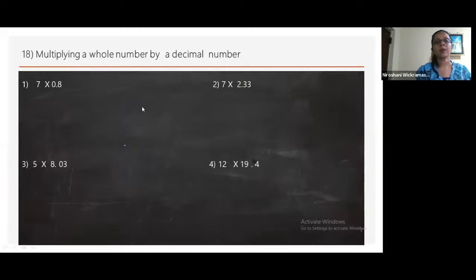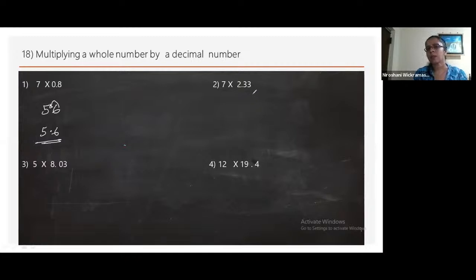Here, multiplying a whole number by a decimal number. Don't think about the decimal point. Multiply 8 times 7, that is 56. Now look at how many decimal places. If there is 1 decimal place, we have to separate 1 decimal place: 5.6.